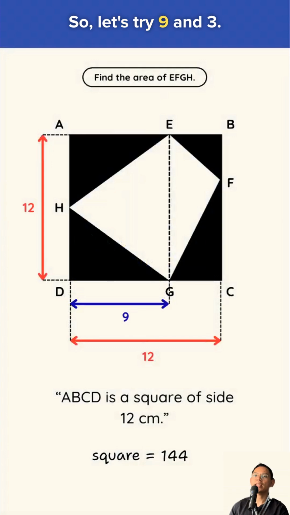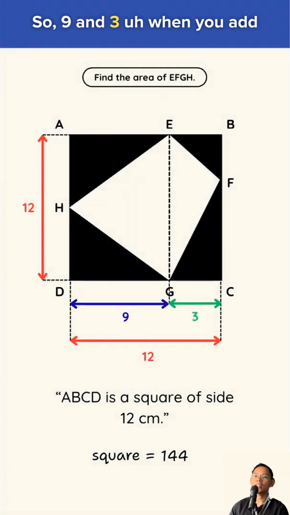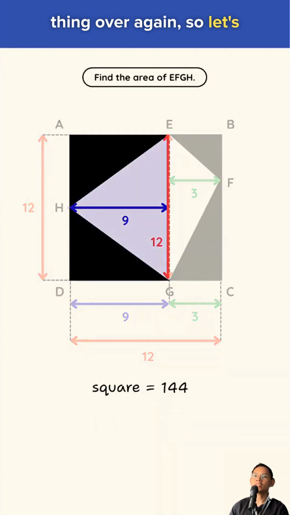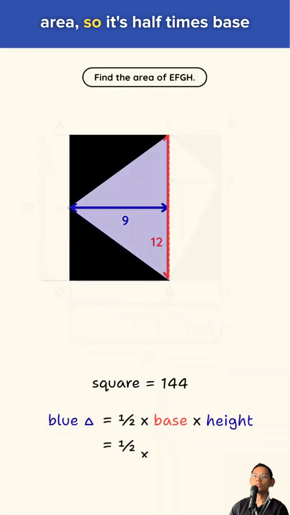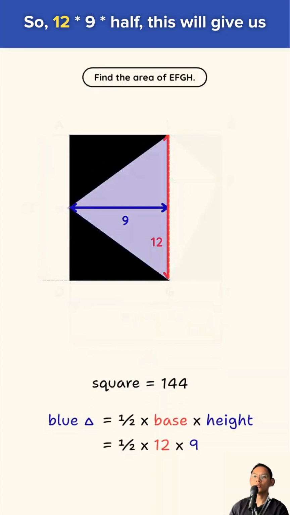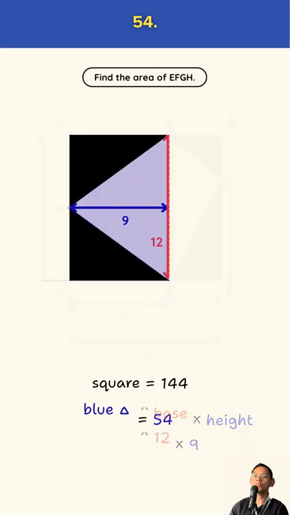So let's try 9 and 3. So 9 and 3, when you add up together, they are 12. So if you were to do the same thing over again, let's calculate the blue triangle area. So it's half times base times height. So 12 times 9 times half, this will give us 54.